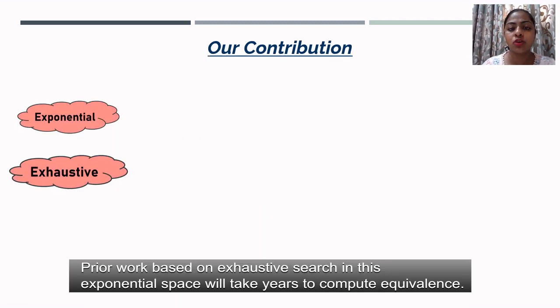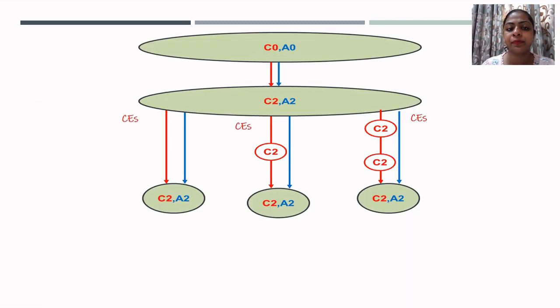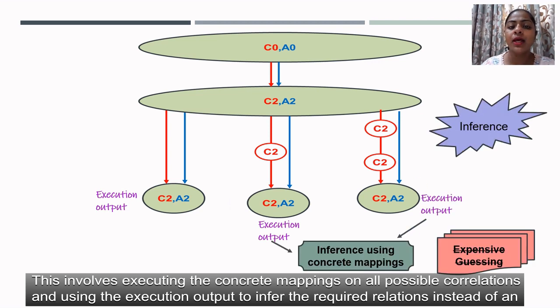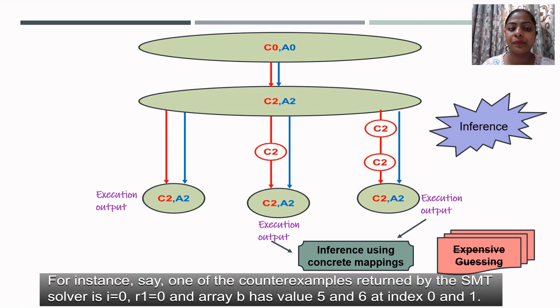Prior work based on exhaustive search in this exponential search space will take years to compute equivalence. The main contribution of our work is to use the counterexamples generated during the proof construction for a more efficient best first search. This involves executing the concrete mappings on all possible correlations and using the execution output to infer the required relations instead of an expensive guessing procedure.